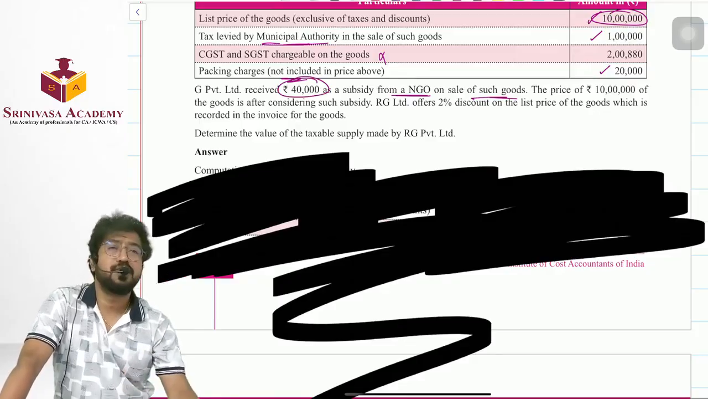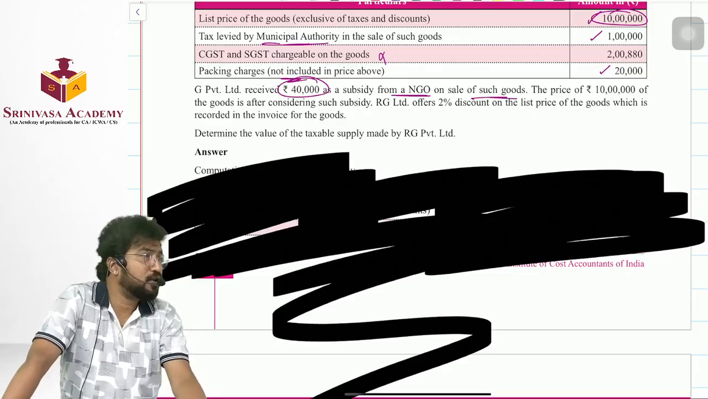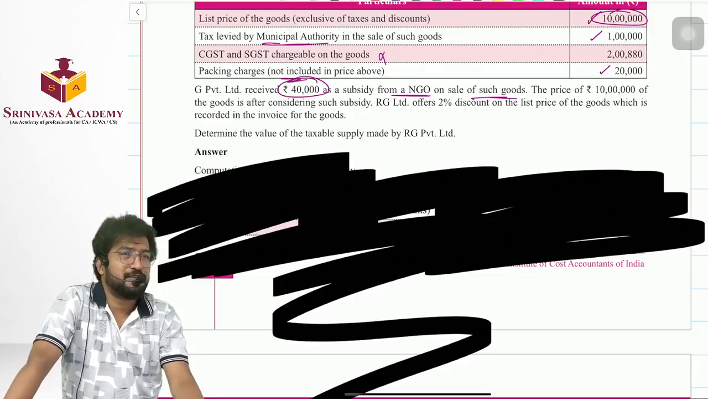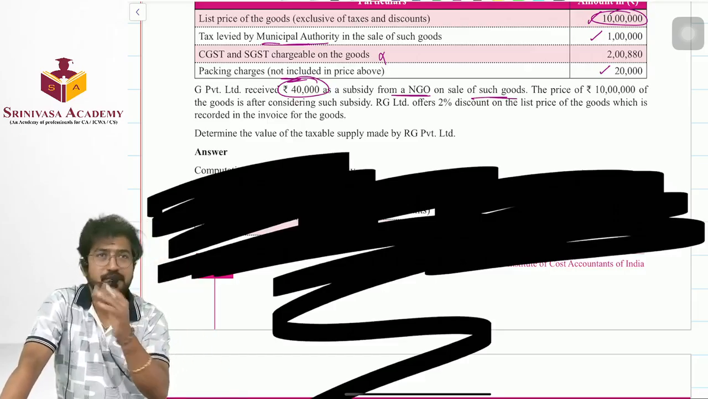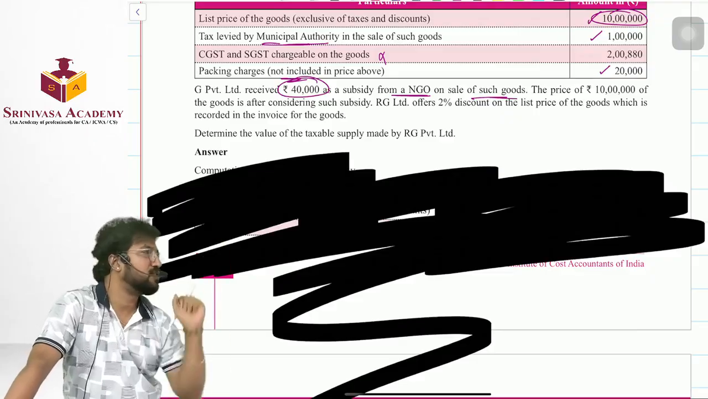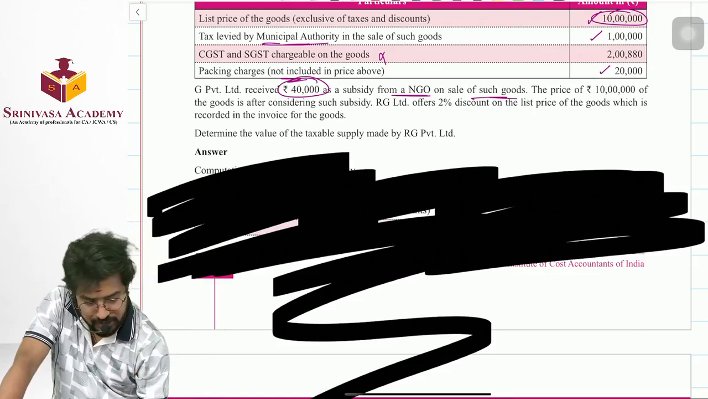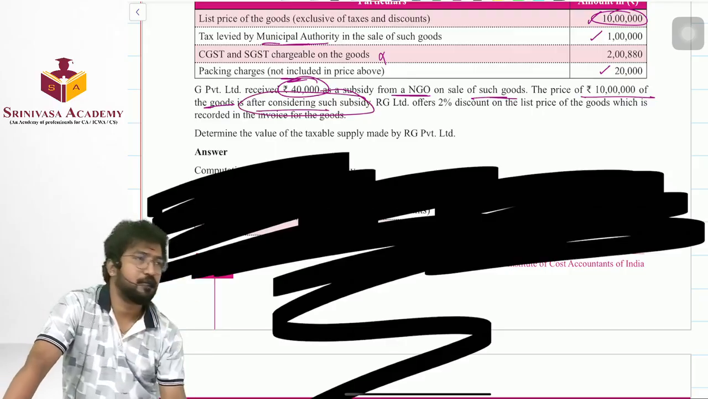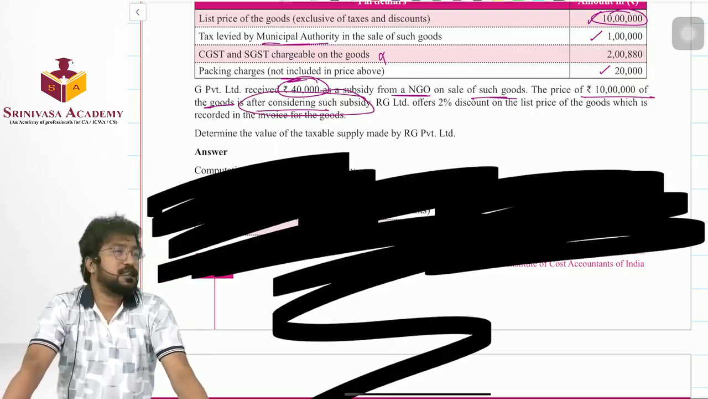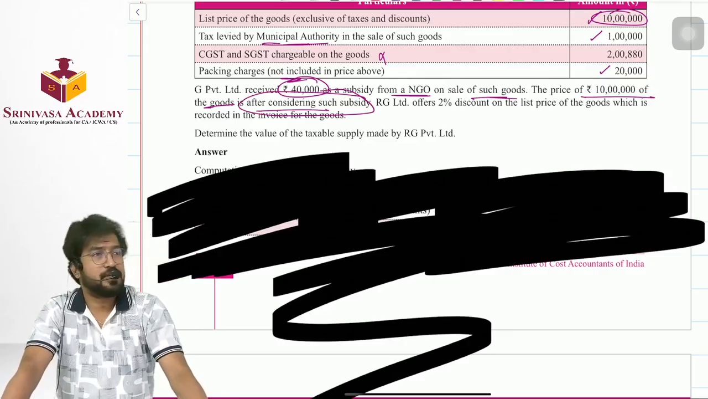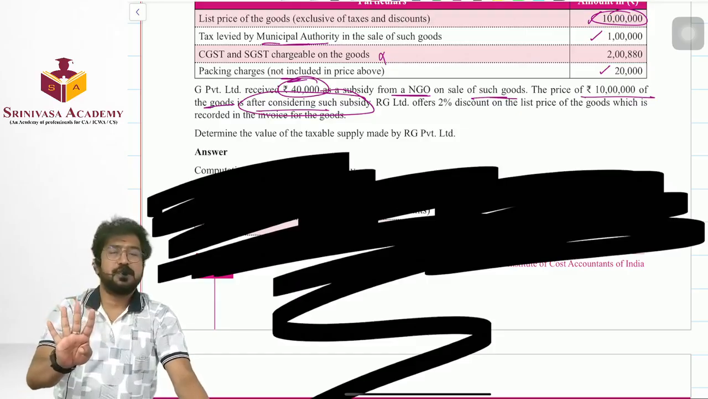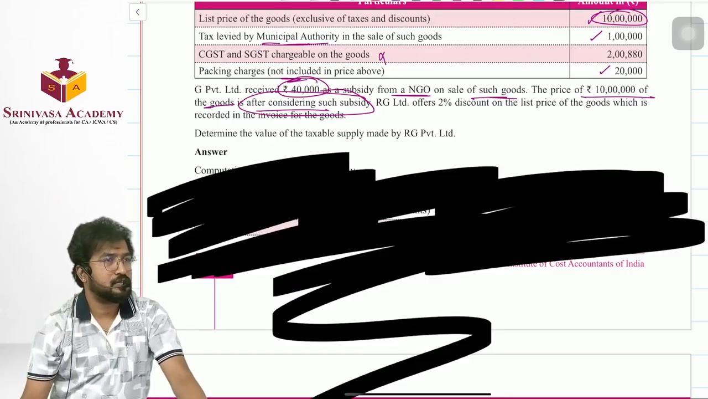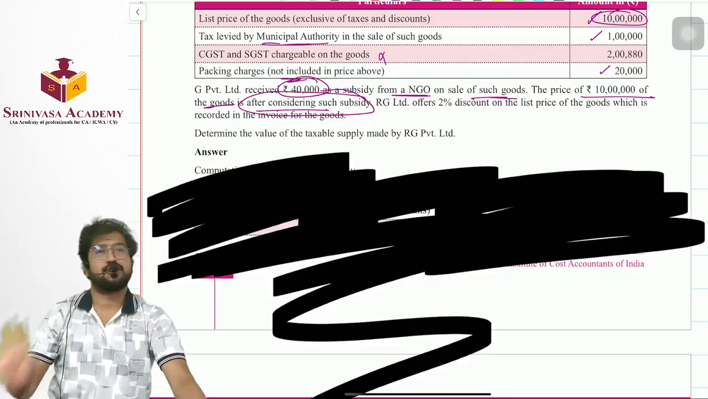If they don't say it is linked to price, you should not assume it is not linked to price. Don't make negative assumptions. If it is not linked to price, they will tell you that it is not linked to price, or that it is for setting up a factory, or for consumption of electricity. Next, the price of 10 lakhs is after considering the subsidy. This is the important point here. After considering is different from after including. After considering means I know that I will get 40,000 subsidy, still I am charging list price 10 lakhs. That means I want this 40,000 also, I want this 10 lakhs also.